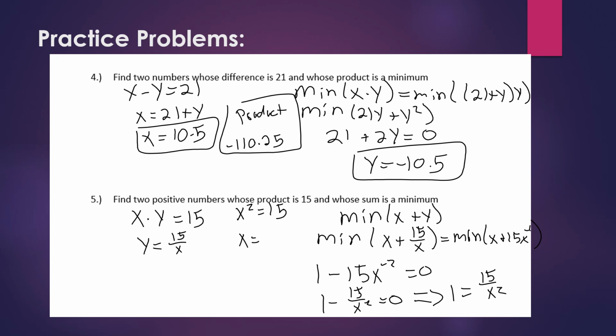What is the square root of 15? We're going to get about 3.87. And this is plus or minus, but they said two positive numbers, so I've got to go with the positive. I'm going to get x equals 3.87, which will also mean that y is 3.87.